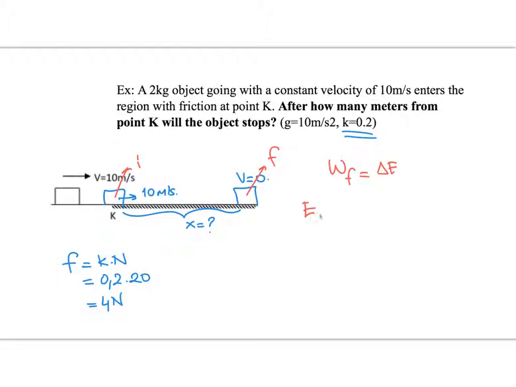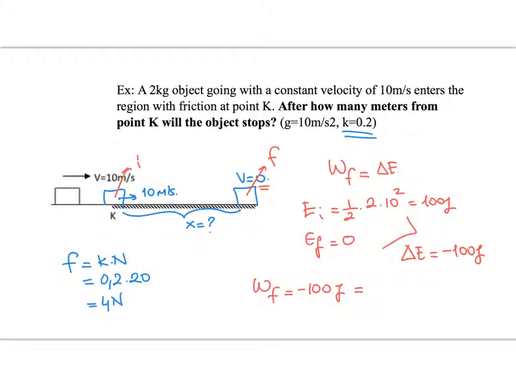The energy initially is equal to 1/2 times mass times velocity squared, 100 joules. And the final energy, as the velocity is 0, is 0. So the change in energy is equal to minus 100 joules. That means the work done by friction is minus 100 joules, which is equal to minus F times the distance. I know the F, so minus 100 is equal to minus 4 times X. So I have X equal to 25 meters.